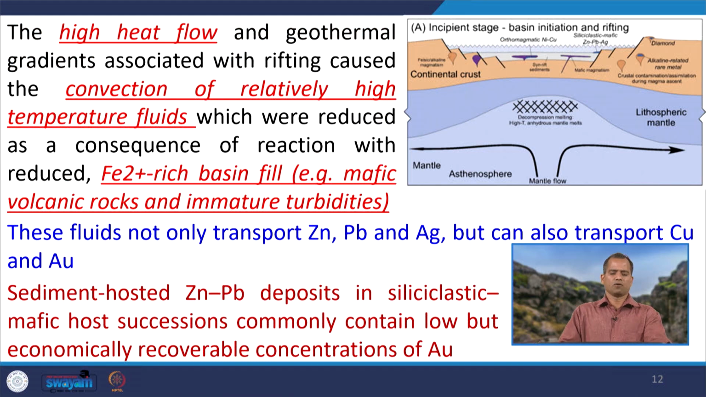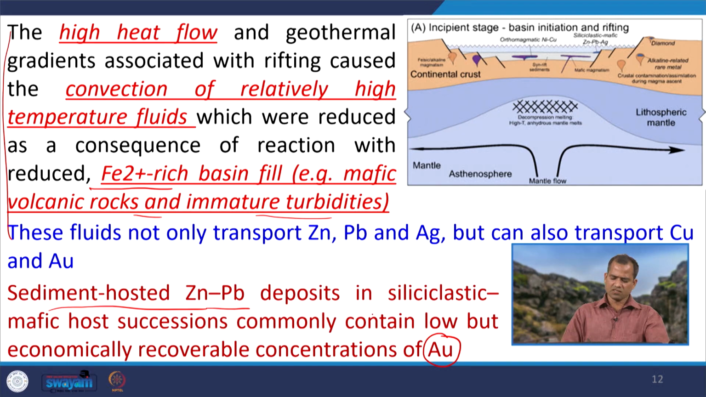The high heat flow and geothermal gradient associated with the rifting cause the convection of relatively high temperature fluid, which are reduced as a consequence of reaction with reduced, that is Fe2+ rich, basin fill, that is mafic volcanic rocks and immature turbidites. And these fluids not only transport zinc, Pb and Au, but can also transport copper. So, the magmatic composition reacting with this basin host will give rise to the type of mineralization we are expecting.